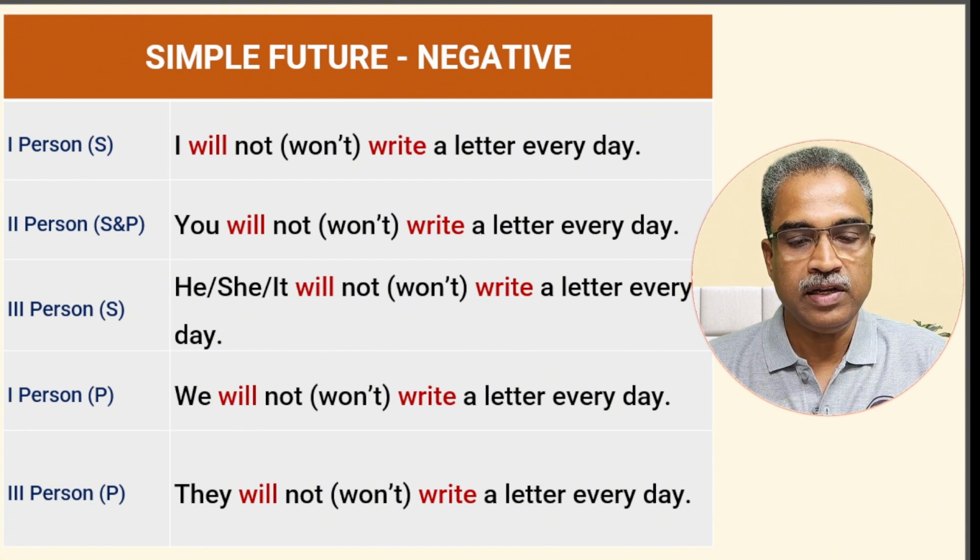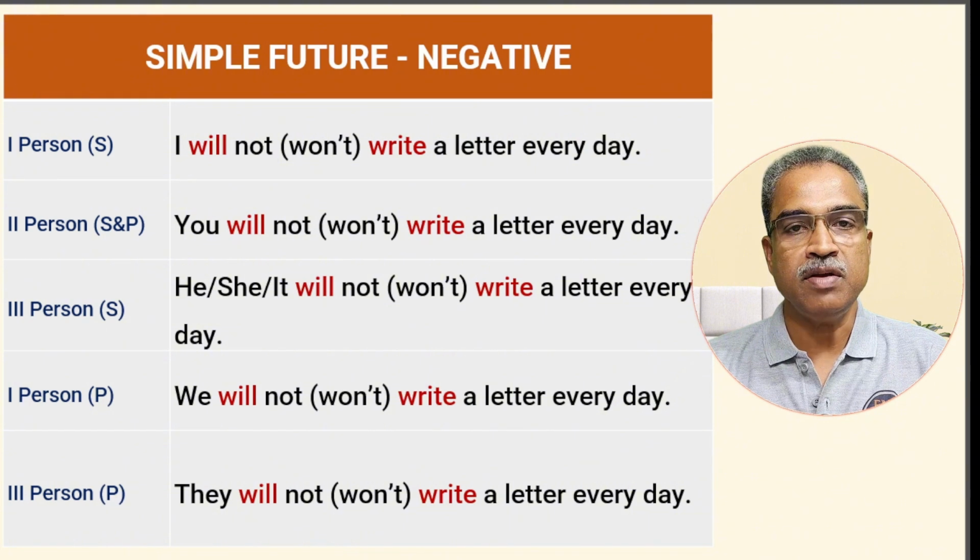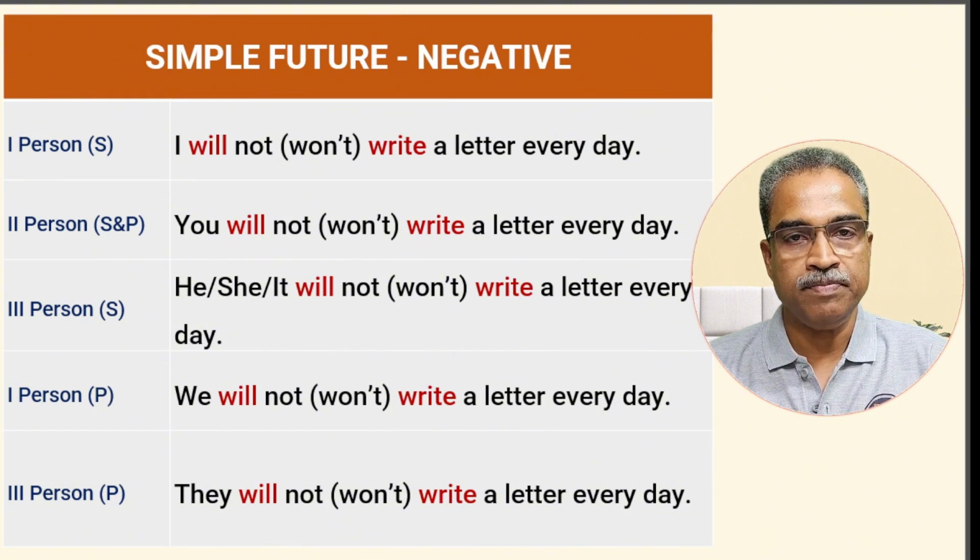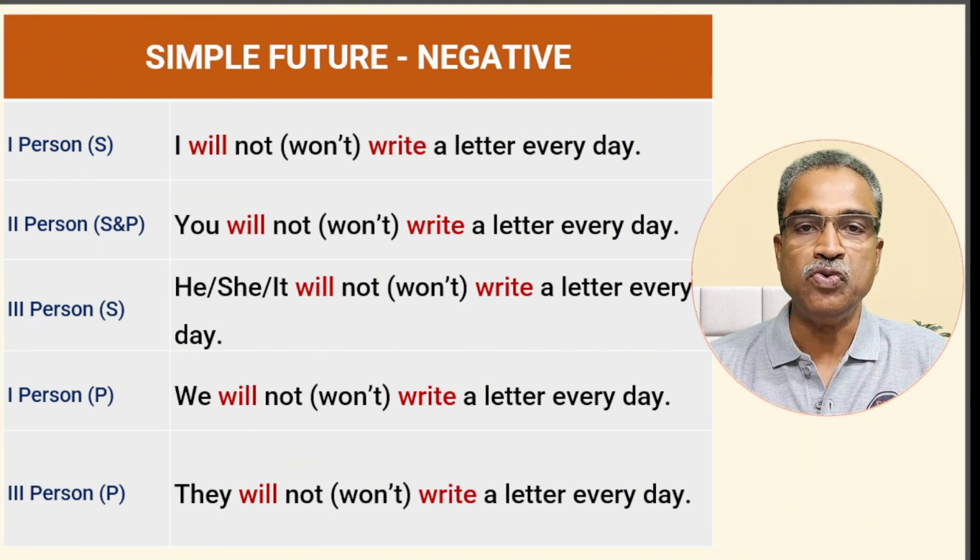You will not write a letter. You won't write a letter. She, he, it will not write a letter. We will not write a letter. They will not write a letter. So this is simple. The pattern is the same. What you learned in the simple present and simple past, it continues here as well, in the simple future.